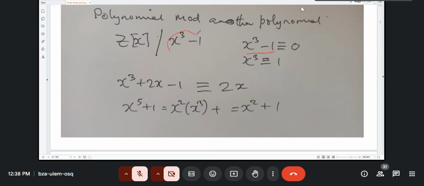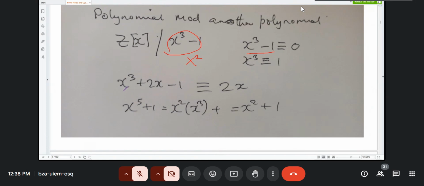if you use polynomials with integer coefficients, but mod this polynomial, it means you never have anything with a higher degree than 2, because the moment it reaches the third degree, that becomes 1. So the highest degree of that polynomial will always be x to the power of 2.